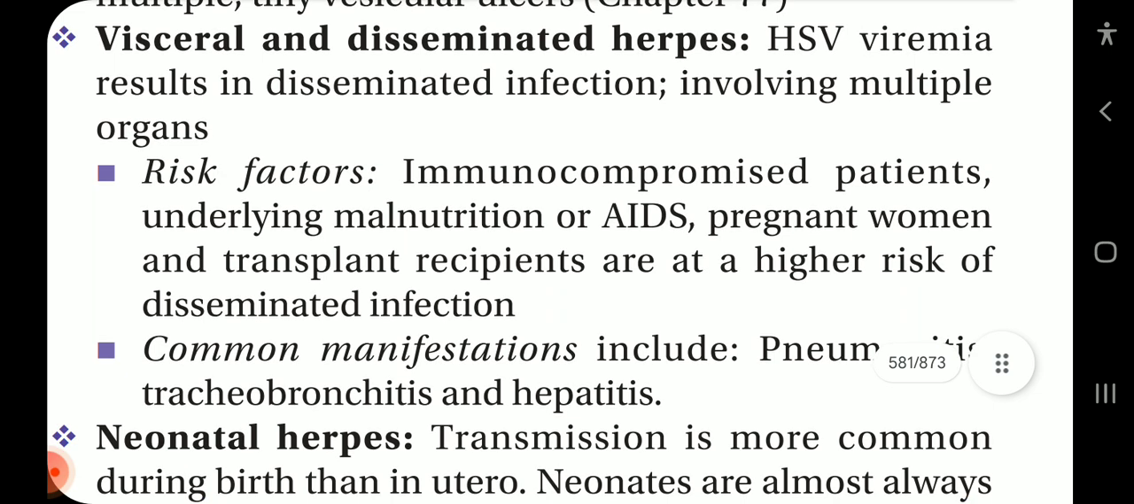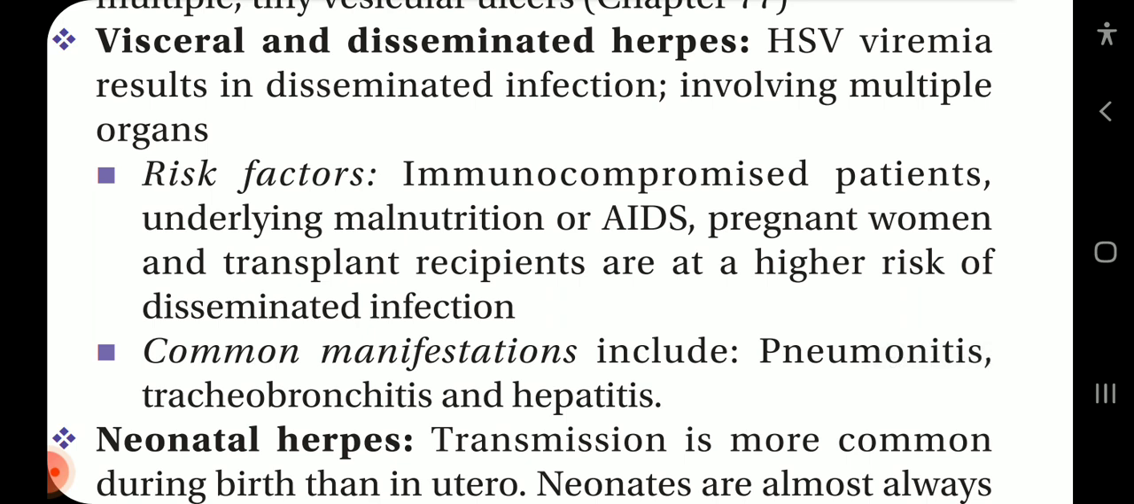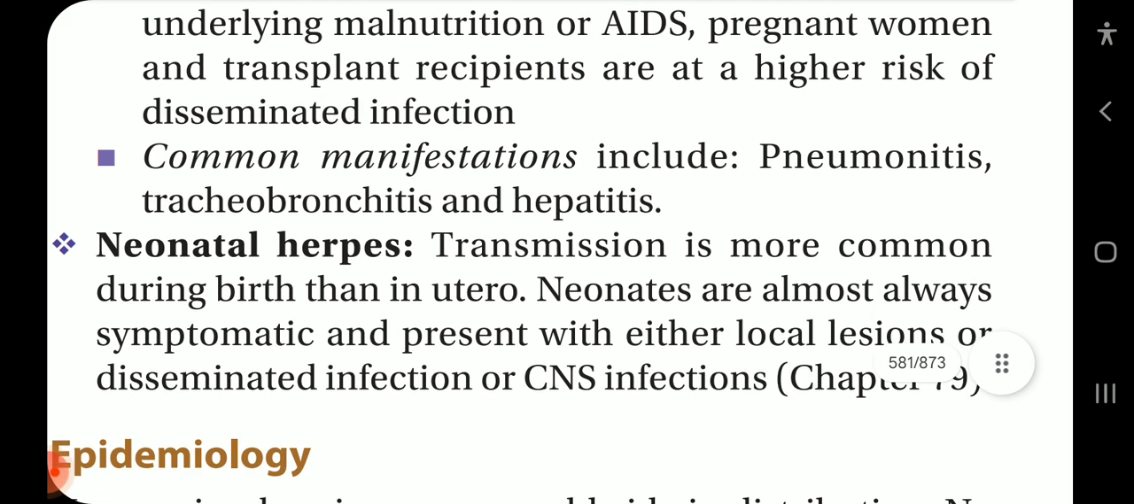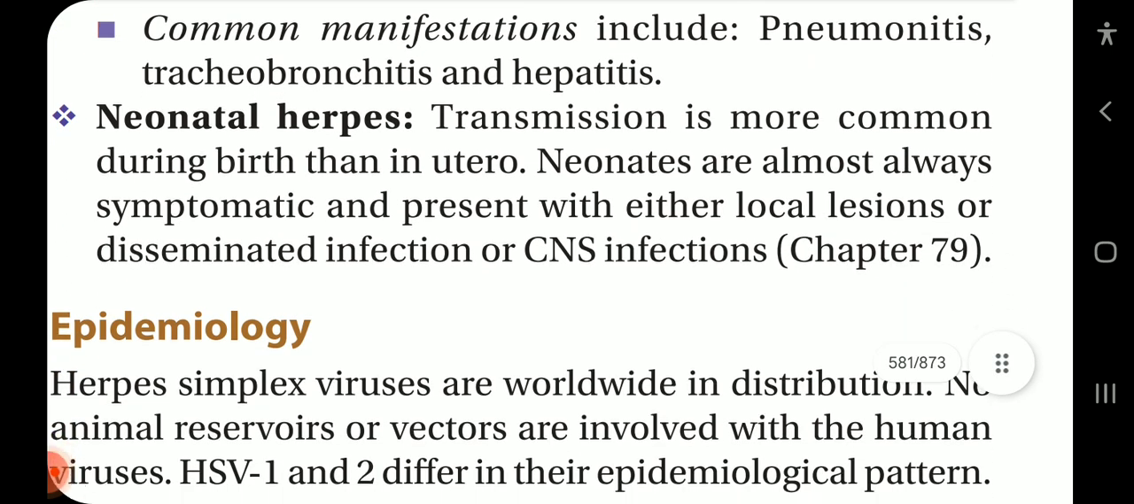HSV viremia results in disseminated infection involving multiple organs. Risk factors: immunocompromised patients, underlying malnutrition or AIDS, pregnant women, and transplant recipients are at higher risk of disseminated infection. Common manifestations include pneumonitis, tracheobronchitis, and hepatitis.